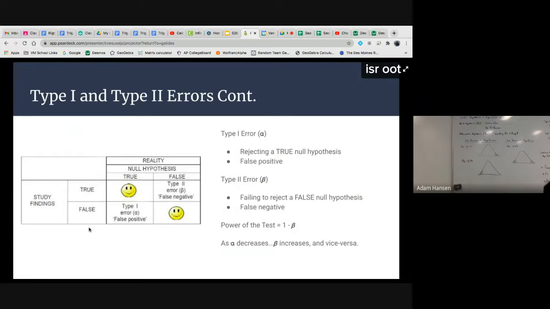By decreasing my type 1 error probability, I'm less likely to reject the null hypothesis. What if I'm less likely to reject the null hypothesis even when I'm supposed to, even when it's false? By failing to reject a false null hypothesis, we inadvertently increase beta, and vice versa.